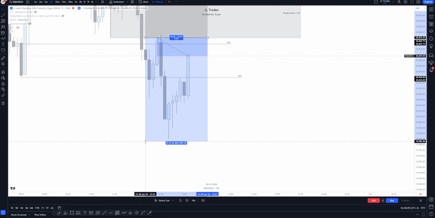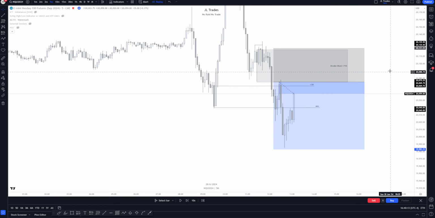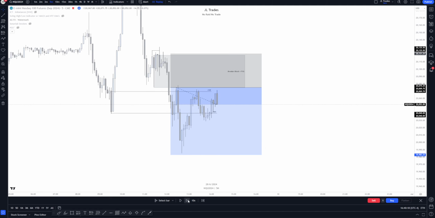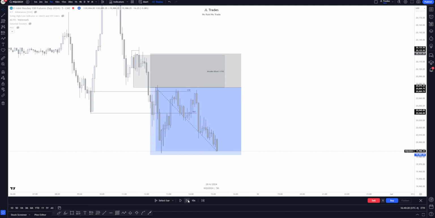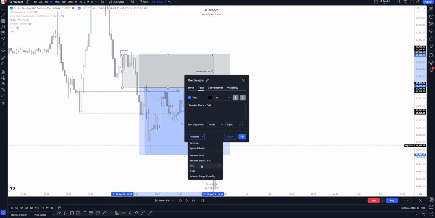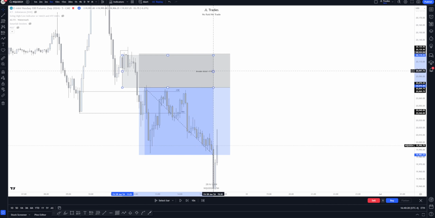You would have not got 2R yet. You can see how price is kind of going up. And then you got your 2R. So that's me showing a unicorn model and a change in the state of delivery, how you can use them both to kind of form out a setup.